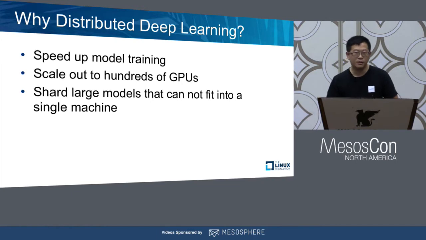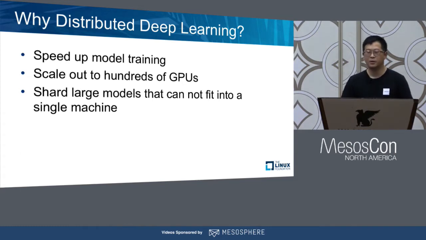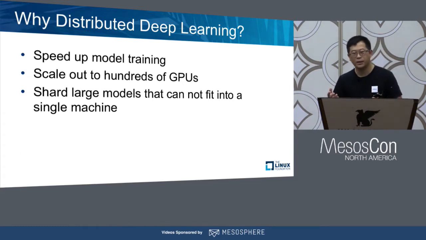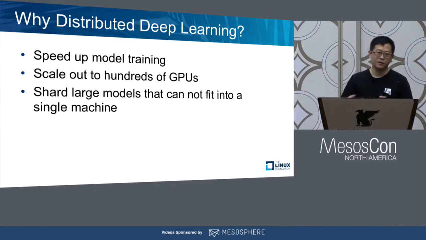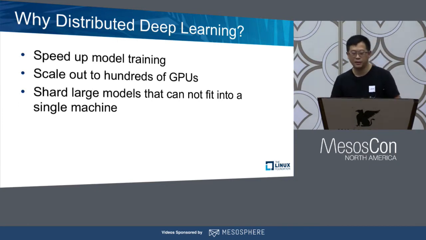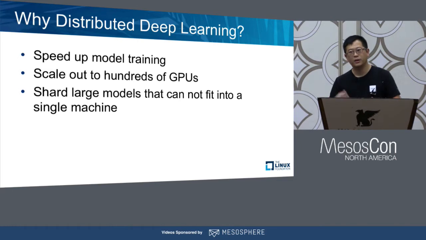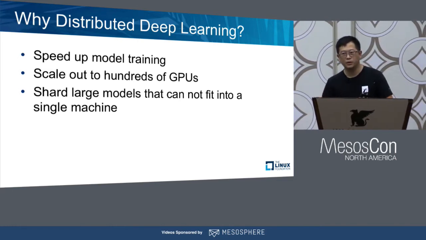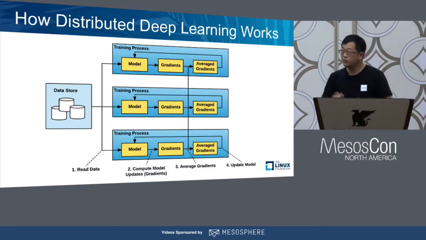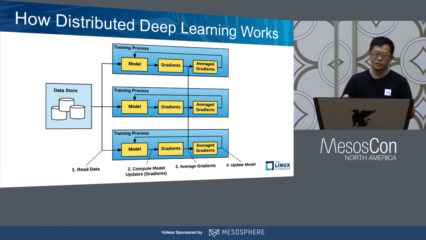So distributed deep learning is critical for three reasons. One is you want to speed up model training, because some large deep learning models will take weeks or months to train with a huge amount of data. With distributed deep learning, you can speed that up significantly, and of course, you can scale out to hundreds of GPUs. The third reason is some large deep learning models cannot really fit into a single machine. So with distributed deep learning, you can partition those models and then do training as well as prediction. This diagram shows how distributed deep learning works in general.